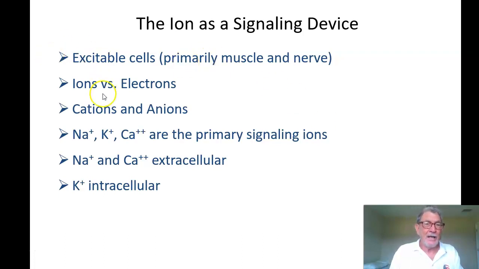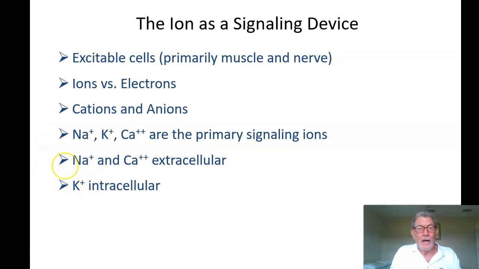A cation is a positively charged ion. We have cats. I'm very positive about cats. So cations, positive ions. Anions are the negatively charged ions. And that matters because if you're trying to turn on a cell, generally you make it more positive. If you want to turn it off, you generally make it more negative.